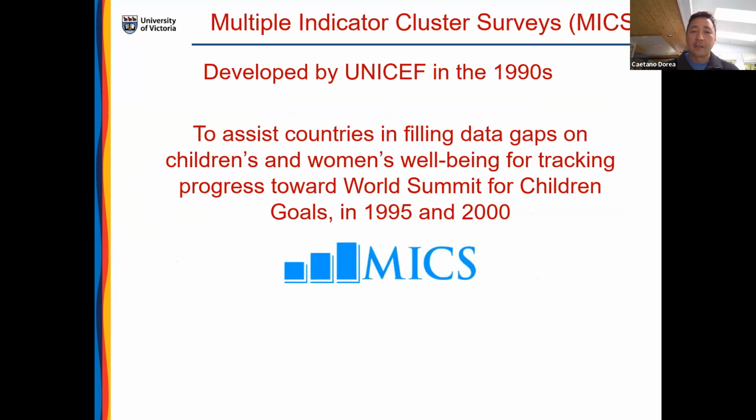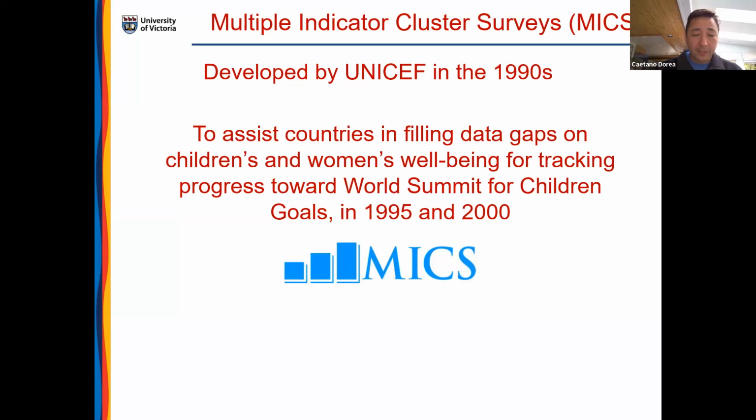One means of that is through household surveys. One type of household survey is called the MICS, which stands for Multiple Indicator Cluster Surveys. These are surveys that were developed by UNICEF in the 1990s to address exactly these sorts of data gaps, to fill in data gaps, mostly concentrated on women's and children's well-being, but there's a variety of other things that can be in there, and WASH is a key indicator of well-being as well.